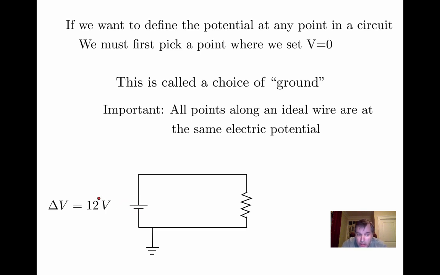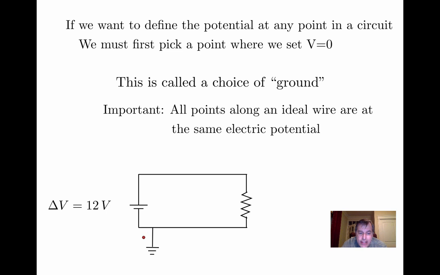Now, once you just have this delta V, you cannot say what's the electric potential anywhere in the circuit, no more than you could say what was the y coordinate of each window before. But if you pick a point in the circuit and define the electric potential to be zero at that point, then you can calculate the electric potential everywhere.